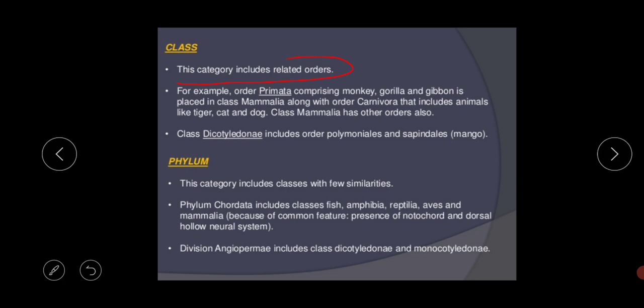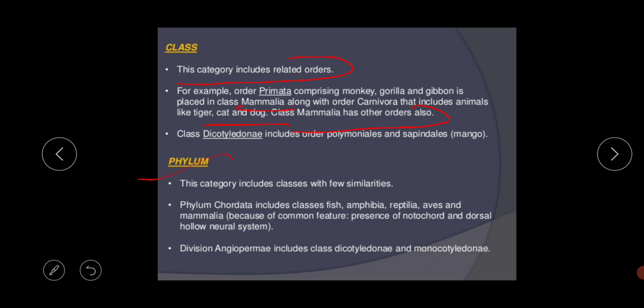For example, order Primata comprising monkey, gorilla and gibbon is placed in class Mammalia, with order Carnivora that includes animals like the tiger, cat and dog. So class Mammalia has the orders also. This is the basic thing of the class. For example, in animals, class Mammalia has a number of orders like the Carnivora, Rodentia, Insectivora, Primata, all those things.